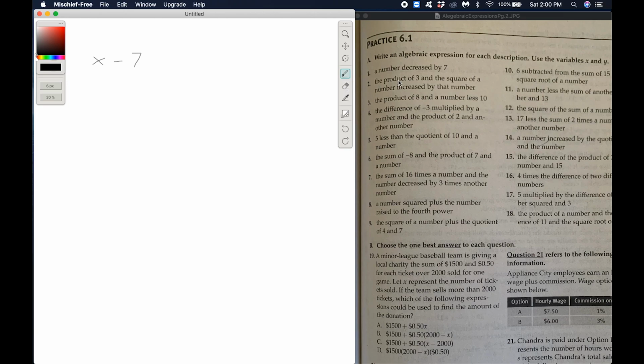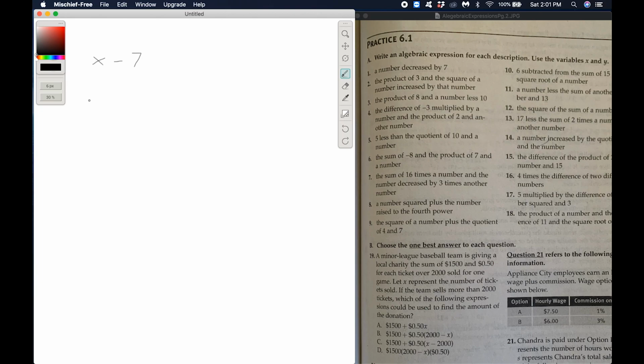Number 2, the product of 3 and the square of a number increased by that number. So pay attention, guys, to words like the product, which is multiplication. Okay, and "increased" is addition. So the product of 3 and the square of a number. So we know that the square is going to be on the variable that we don't know.